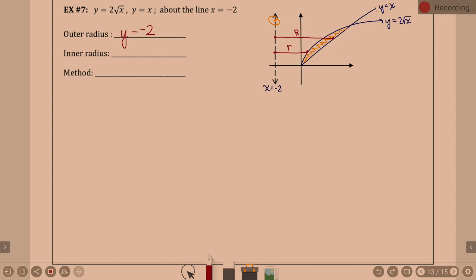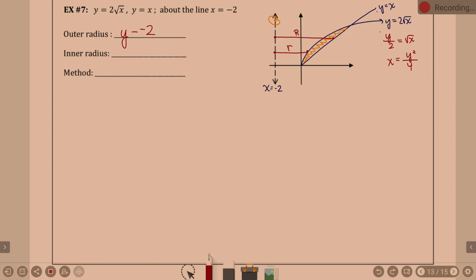So what do you have to do first here? We're going to have to solve this, yes? So if we divide by 2, this is y over 2 equals square root of x. And then you're going to square both sides. So x is going to be y squared over 4, or 1/4 y squared, whatever floats your boat.